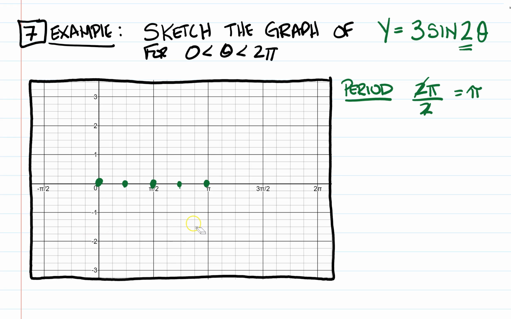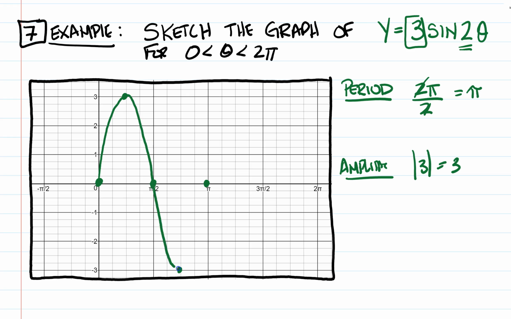But now I also have to consider the amplitude. The amplitude is going to be the number that is sitting outside. So my amplitude is basically an absolute value of 3, which in this case is 3. That means that this graph is going to get stretched up to 3 and down to 3. So at the quarter point, I'm all the way up at 3. And at the 3/4 point, I'm all the way down at -3. So I would have this going on right here.